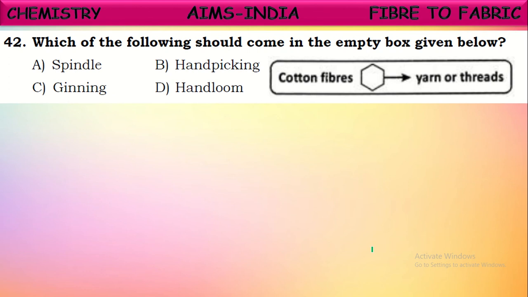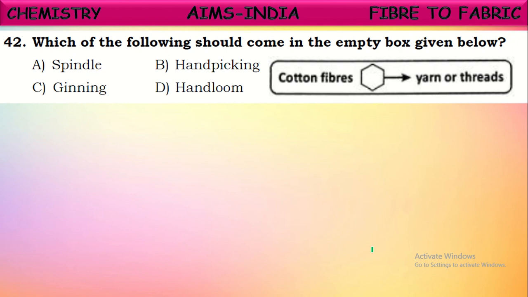Which of the following should come in the empty box given below? See once the box given, cotton fibers. First they have given cotton fibers and finally they are converted into yarn or threads. Now we have to identify the name of that process in which fibers are converted into yarn. What do we call that process?